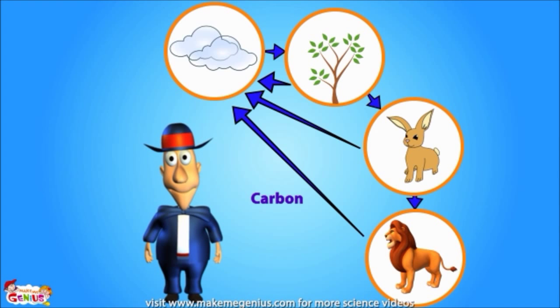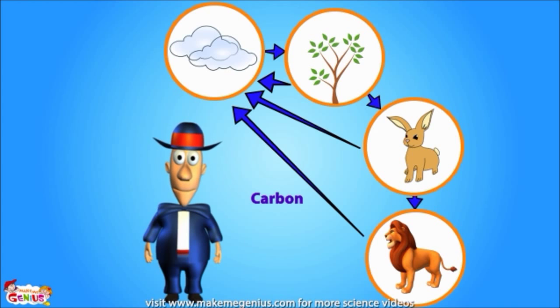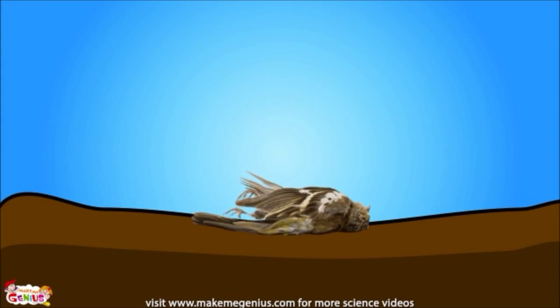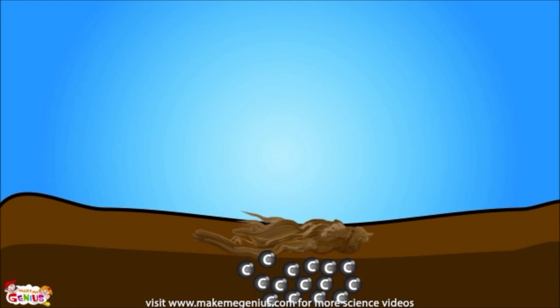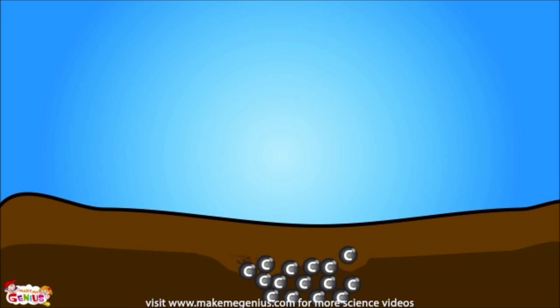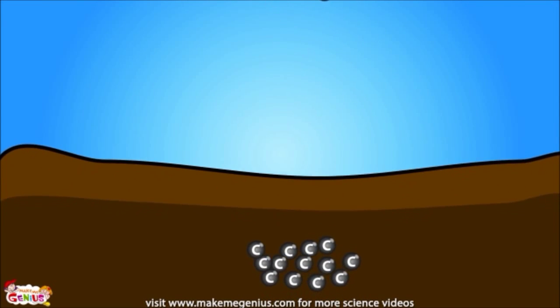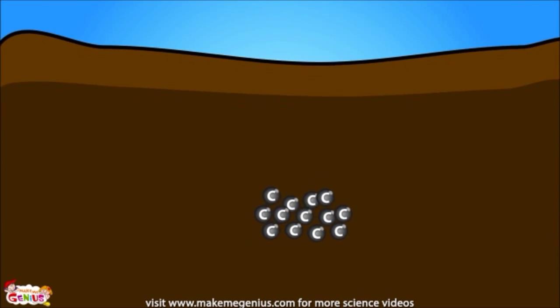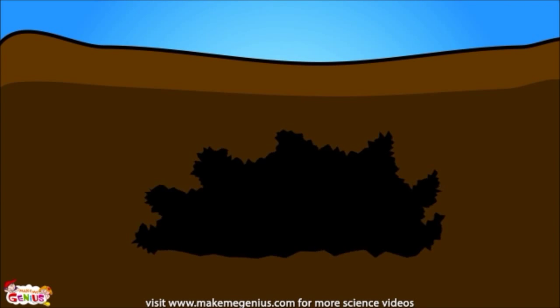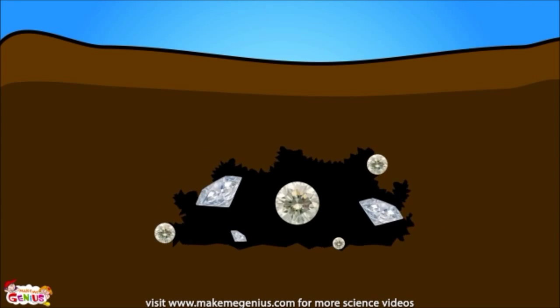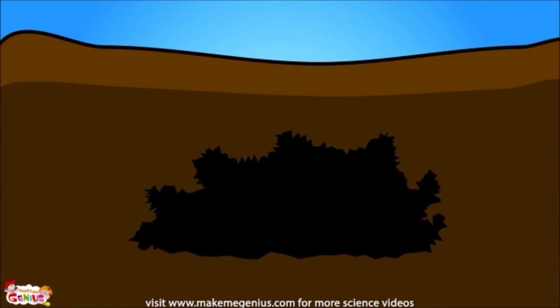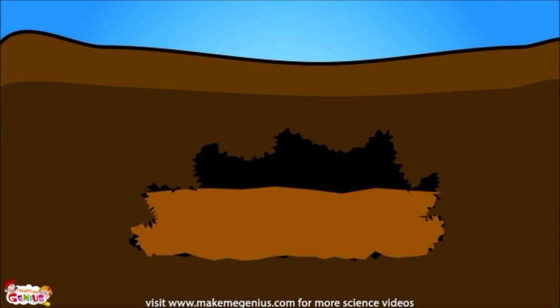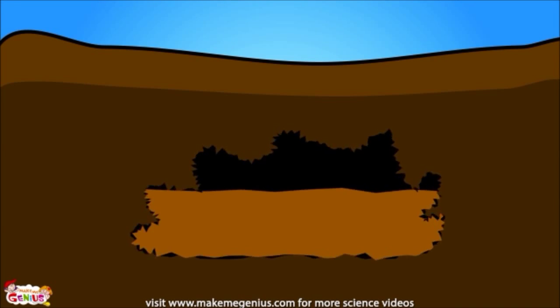Now a question for you. Do you know what happens to all that carbon stored in a body when it dies? When a plant or animal dies, most of the stored carbon goes back into the soil. Some of it goes back into the air, but most of it gets trapped in the soil. And over millions of years, the trapped carbon changes shape. It can end up as a diamond, probably coal, or fossil fuels such as petrol and diesel.